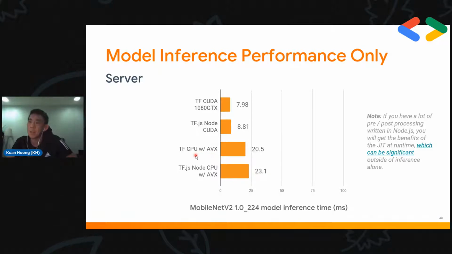Similarly, if I run it on the GPU, the processing time will be about 20.5 milliseconds. If I run it server side as JavaScript, the difference is about 23.1 milliseconds. So you can see whether I run it on a GPU or on a CPU, there is not much difference, because of the processing power available on the server side.